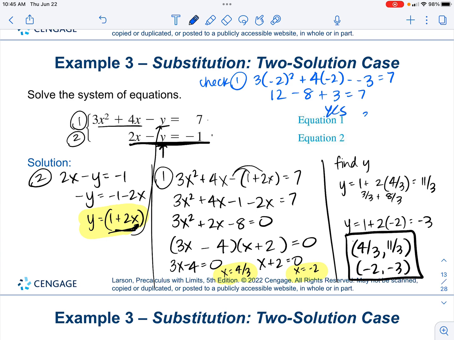Now I'll check equation number 2. 2 times -2 minus -3. Is that -1? -4 plus 3. Yes. So both of these are good to go. Checked them in both equations, good to go.